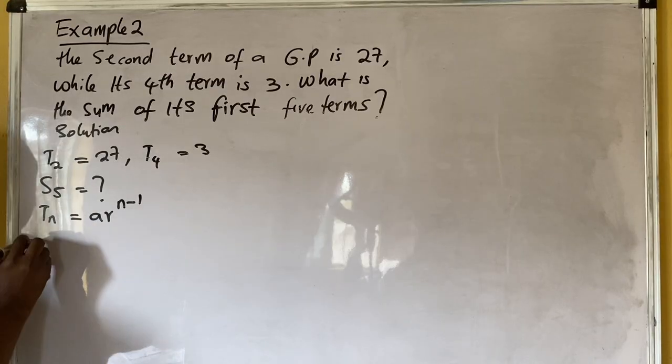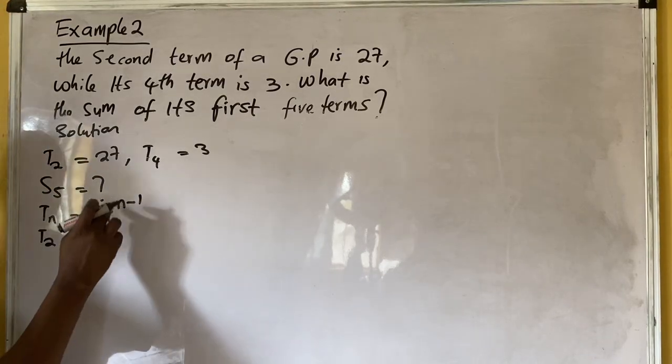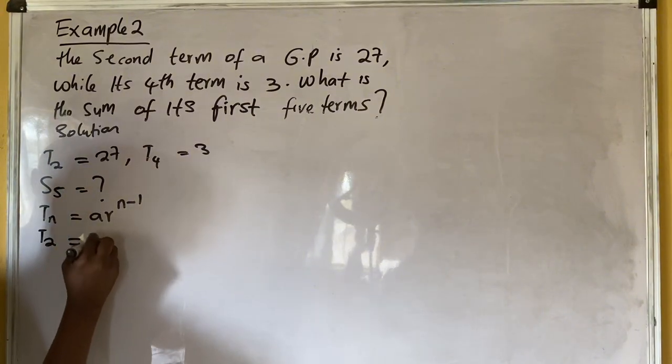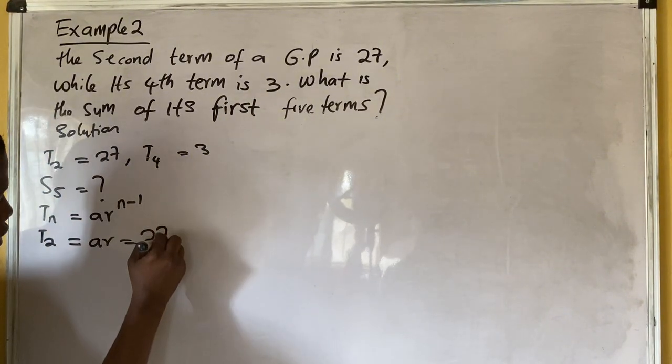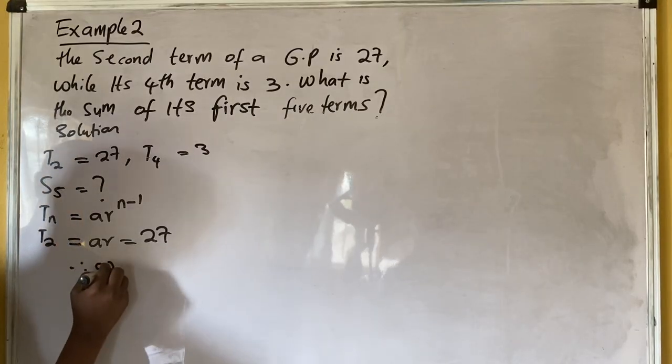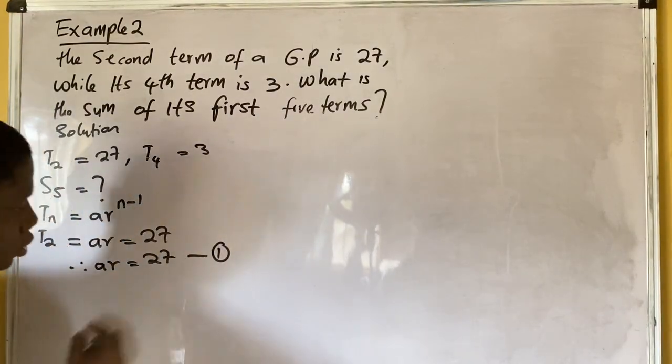So here we have that our T2 is equal to AR raised to the power of 2 minus 1, which is AR. We are given T2 as 27. So we have 27. Therefore, AR is equal to 27. So this is equation 1.